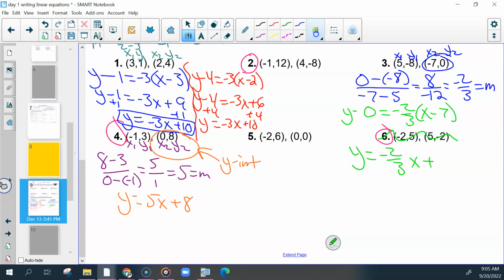So this is going to become a fraction, and that's okay. So if you have a 0 in the ordered pair, use that point because it may help you. But if that 0 is in the x value, that is your y-intercept, and you don't have to do the work. So it depends.